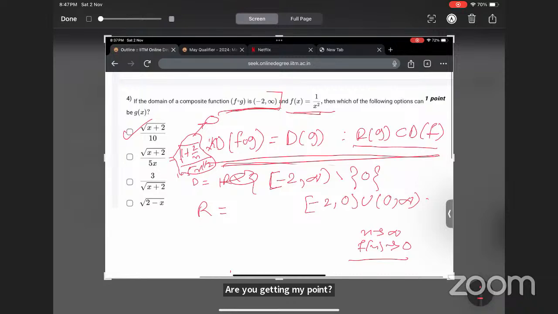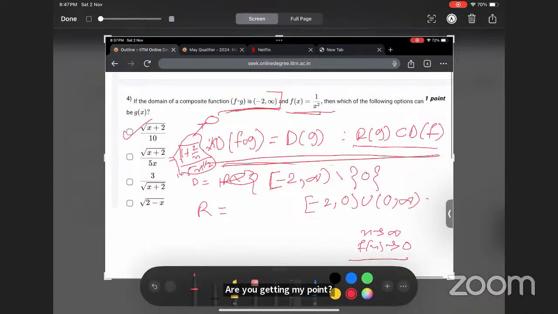Are you getting my point? Yes, ma'am. Ma'am, may I know which function is going to infinity? This one, the second function. No, the range is going to 0, right, ma'am? How could it go to infinity?